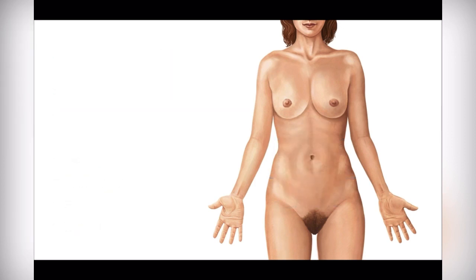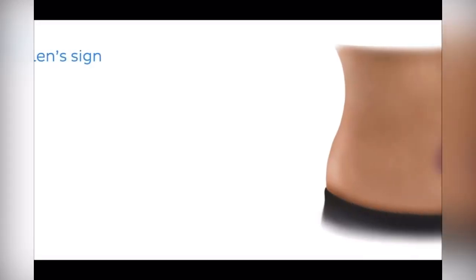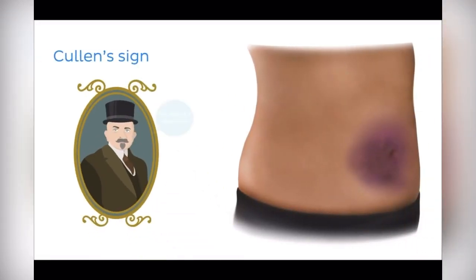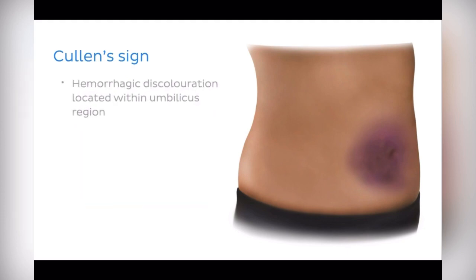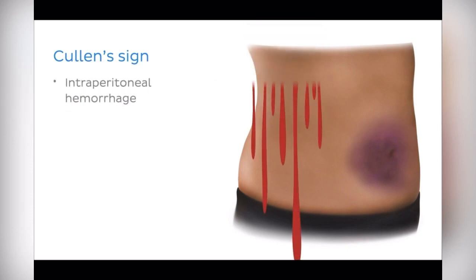So now that we've explored the different regions of the abdomen and their contents, let's take a moment to look at a clinical note on this subject. Cullen's sign, named after Thomas Cullen, who first described this pathology, is a hemorrhagic or bruised discoloration located within the umbilicus region of the abdomen. Cullen's sign may indicate an intraperitoneal hemorrhage or bleed.